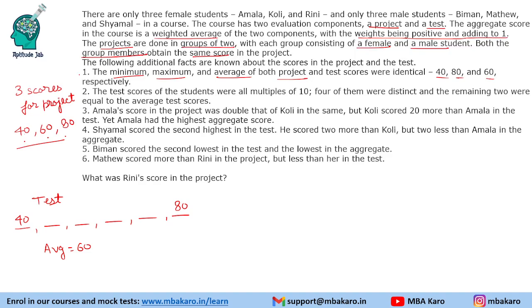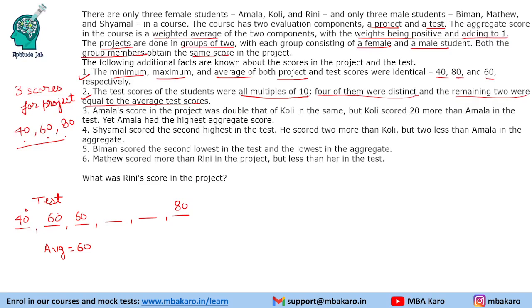Now in the very next statement, it says the test scores of the students were all multiples of 10, right? So this makes our work even simpler. 4 of them were distinct and the remaining 2 were equal to the average test scores. So 2 of these values are 60. So we have 40, 60, 60. Okay. And all are multiples of 10.